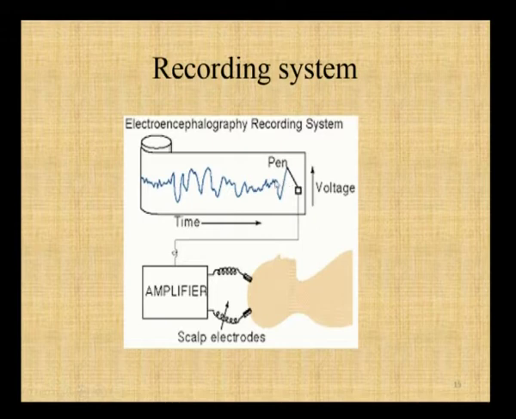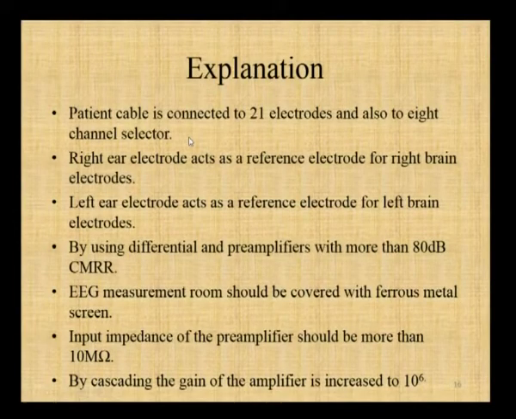So this mainly depends on the voltages, that is, the amplitude levels and time levels of the signal produced by the amplifier. It is displayed in graphical format. Then we can see briefly about the recording systems. The patient cable is connected to 21 electrodes and also an 8 channel selector.